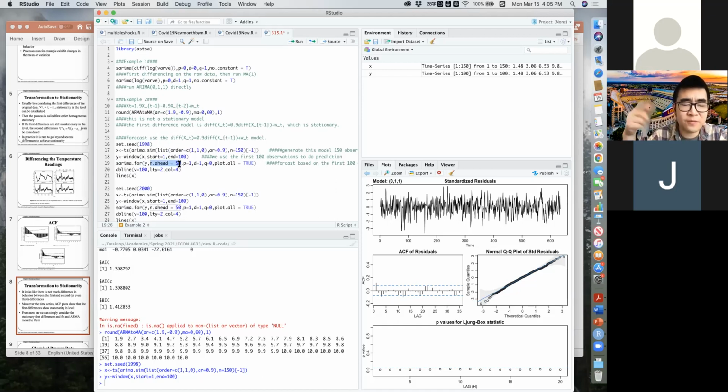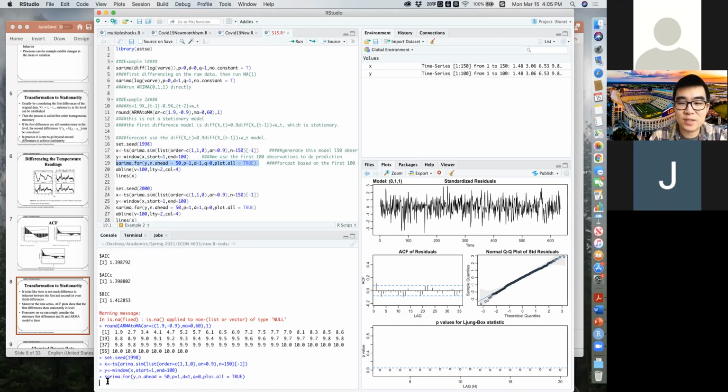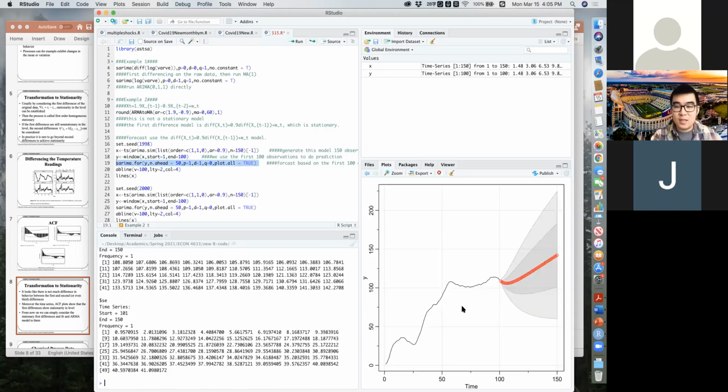We will do 50 predictions, and the order of the model is 110. Okay, so let's do this. This graph can be viewed as this. The first 100 observations, which is this black line, is our raw data, which is also Y in our data set.